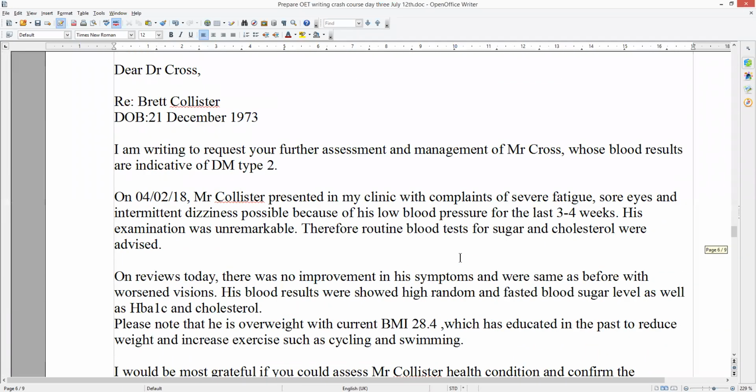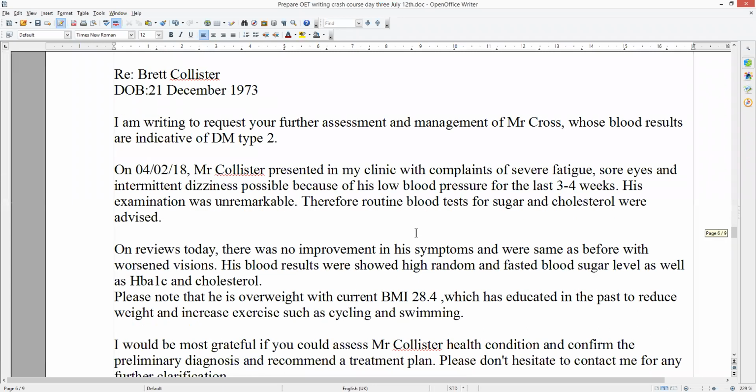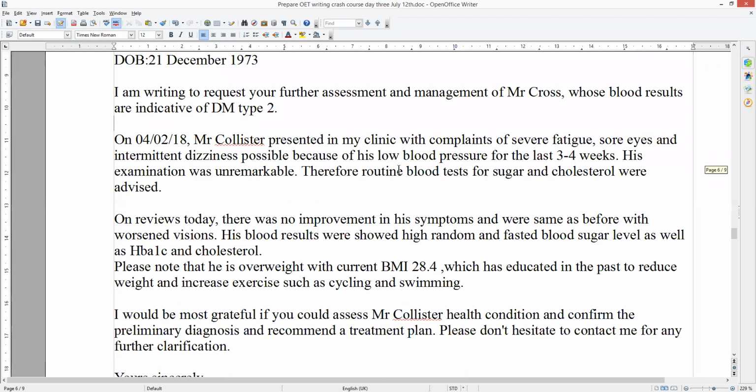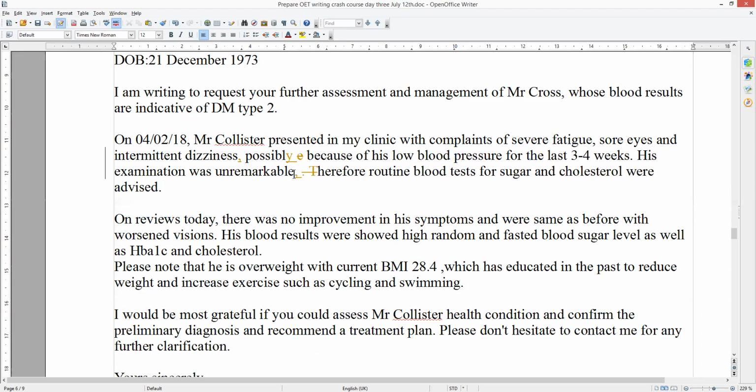Okay, Brett Collister. I'm writing to request your further assessment and management of Mr. Collins, whose blood results are indicative of DM type 2. Mr. Collins presented in my clinic with complaints of severe fatigue, sore eyes and dizziness, possibly because of his low blood pressure for the last 3 to 4 weeks. The examination was unremarkable, short sentence. Therefore, routine blood tests were advised, what you advise now.